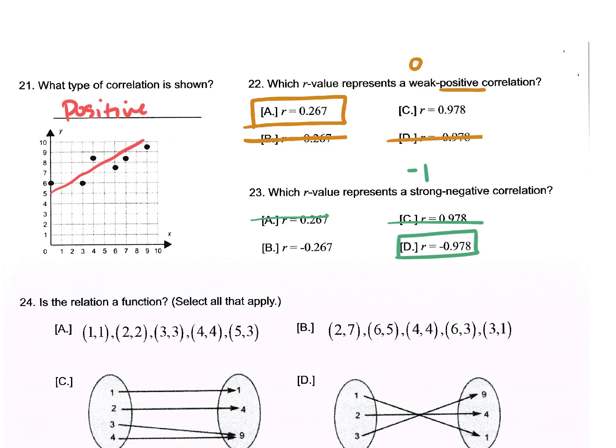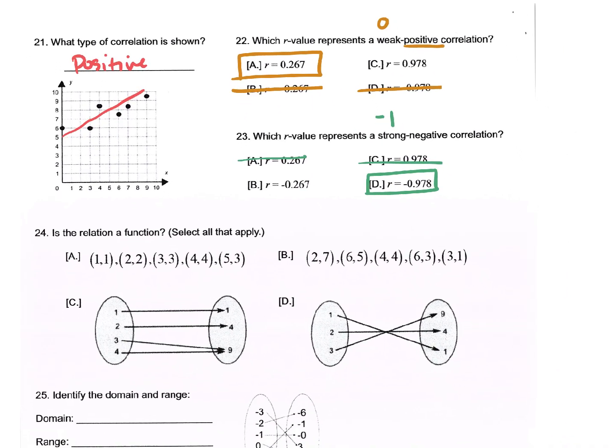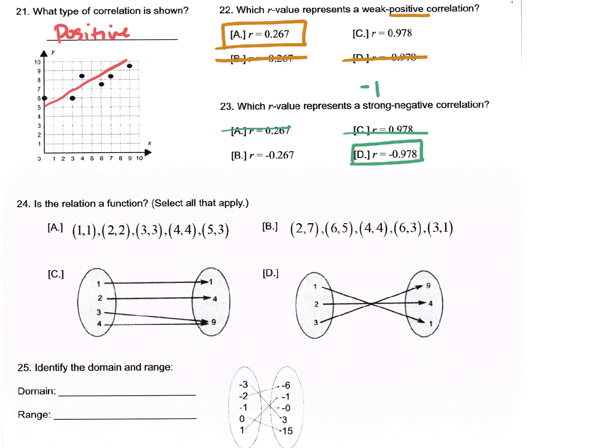Number 24, we're going to look for whether or not something is a function. In order to tell if something is a function or not, for every x, there's only one y, meaning you do not have double x's. So we're going to check the x values. 1 only appears once, 2, 3, 4, 5. They only appear one time in the x value, so this is a function.